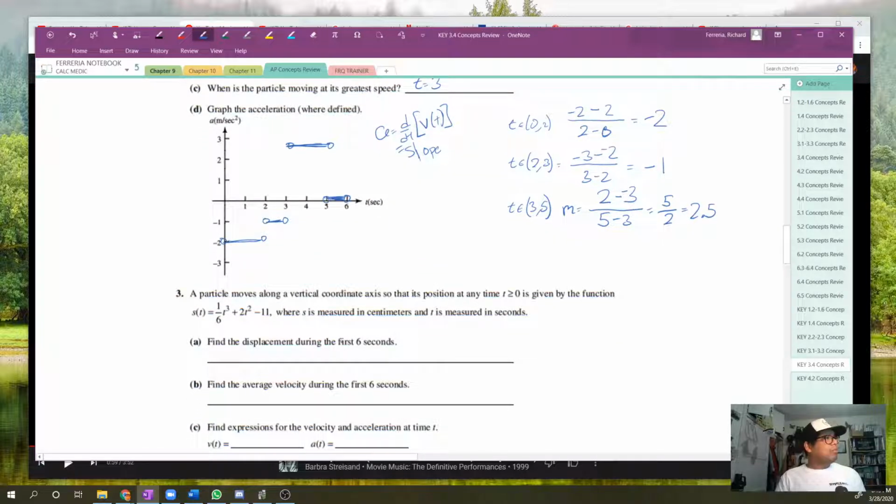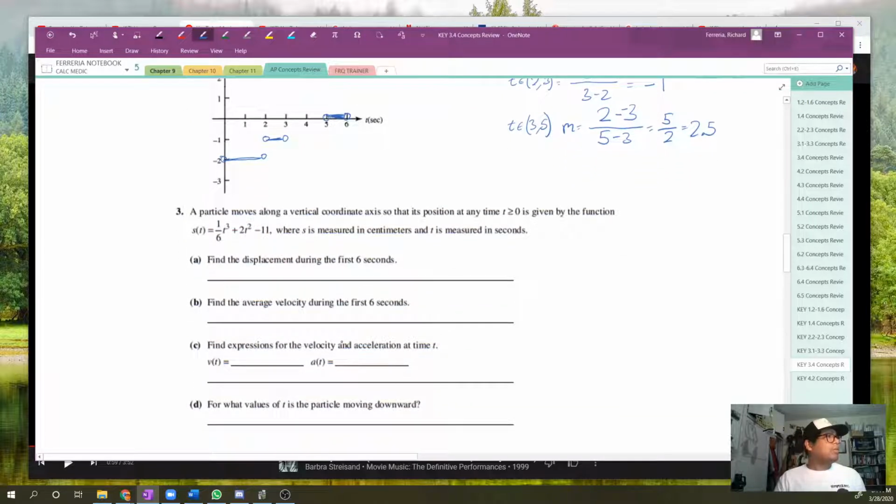A particle moves, this is a new question, number 3. A particle moves along a vertical coordinate axis so that its position at time greater than or equal to 0 is given by the function, and it looks like a cubic function, where s is measured in centimeters and t is measured in seconds. We'll probably need those units sooner than later. Find the displacement in the first 6 seconds.